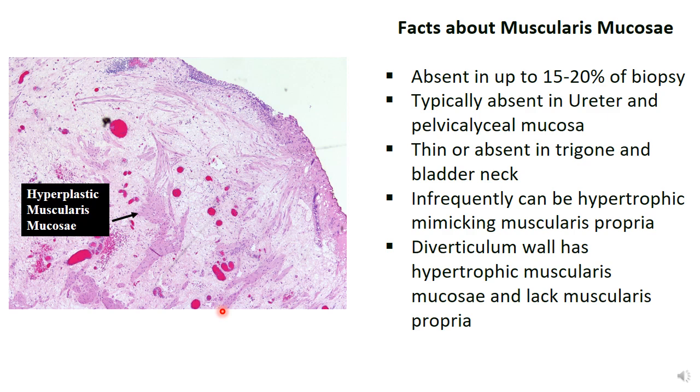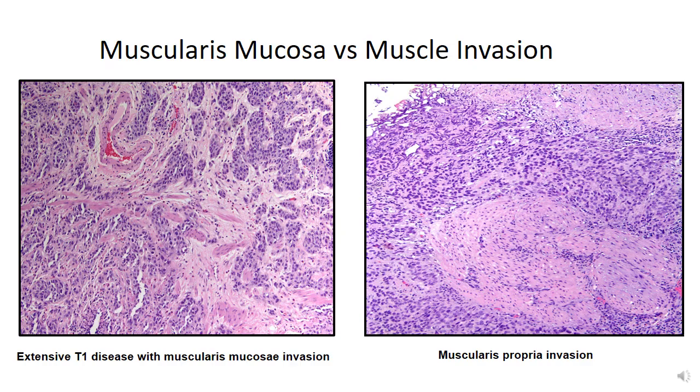And then another very important variation to keep in mind is that if you are dealing with a diverticulum type of specimen, it has a hypertrophic muscularis mucosae and typically lacks muscularis propria. So keep these facts in your mind when you deal with bladder and urinary tract specimens.